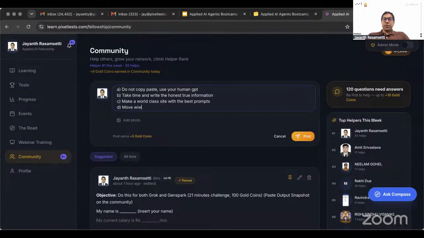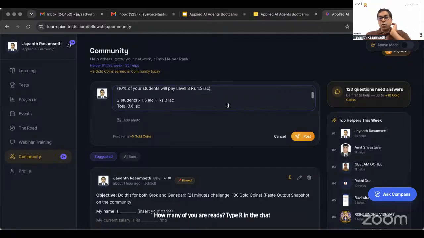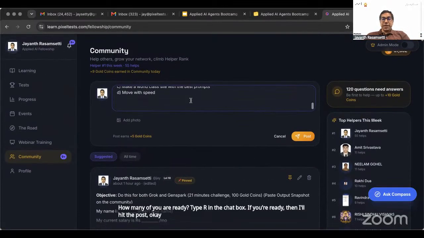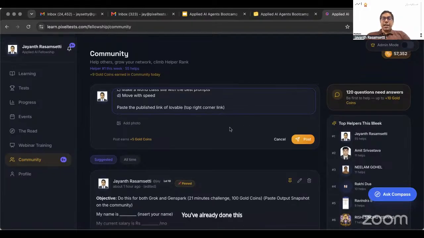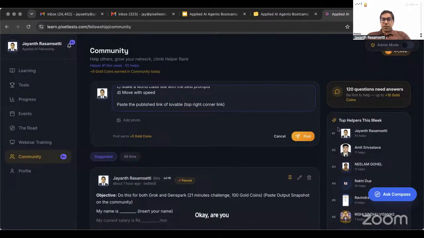Move with speed. How many of you are ready? Type R in the chat box if you're ready, then I'll hit the post. Okay, and I want the published link. Paste the published link of Lovable, top right corner. Type R if you're ready. You've already done this. Okay, are you ready? I'm sharing the prompt here.